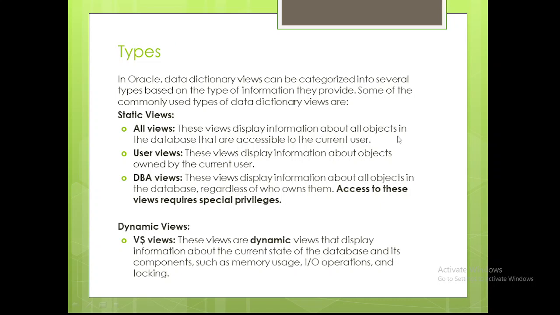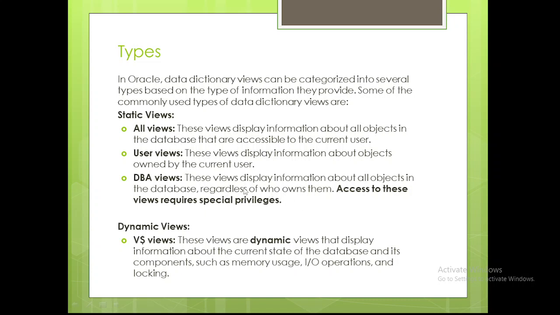Okay, so ALL views. These views display information about all the objects in the database that are accessible to the current user. Like he can access his own schema, and he can access the schema of some other user on which he has been granted access as well. And USER views display information about objects owned by the current user only. If we have created a user, he can access only his tables, his views. So those are USER views. DBA views are for the database administrators. These display information about all the objects in the database regardless of who owns them.